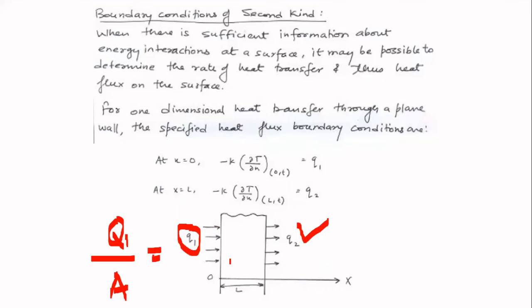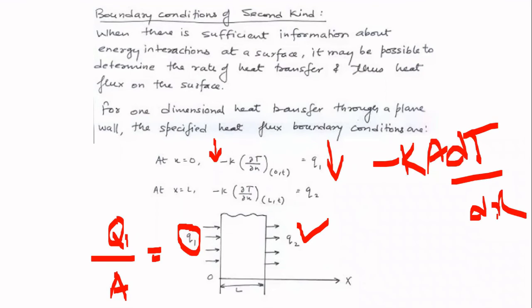Now, here heat will be traveling by the mode of conduction. So we can say that at x equal to 0, the rate of conduction per unit area should be equal to q1. Rate of conduction is given by minus K A dT by dx.